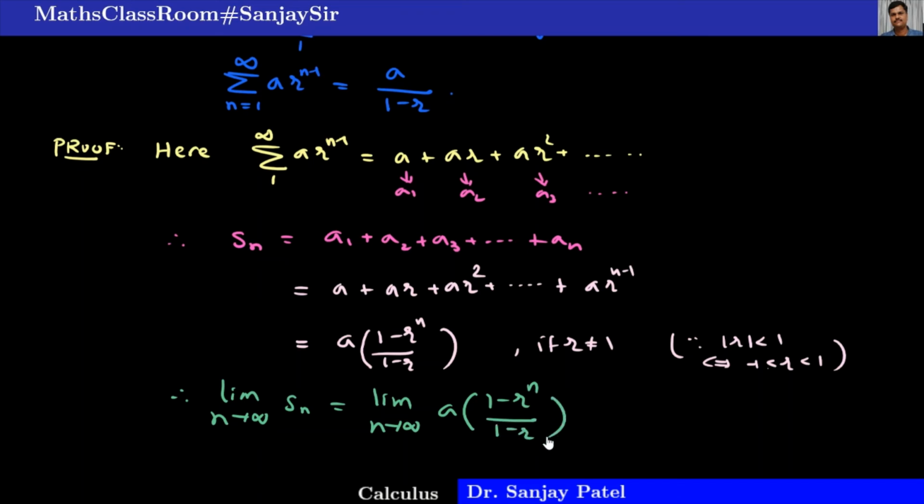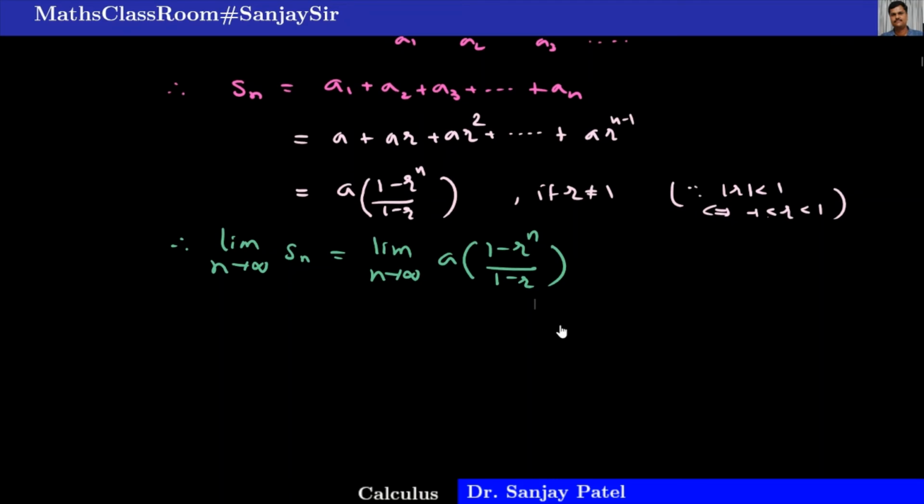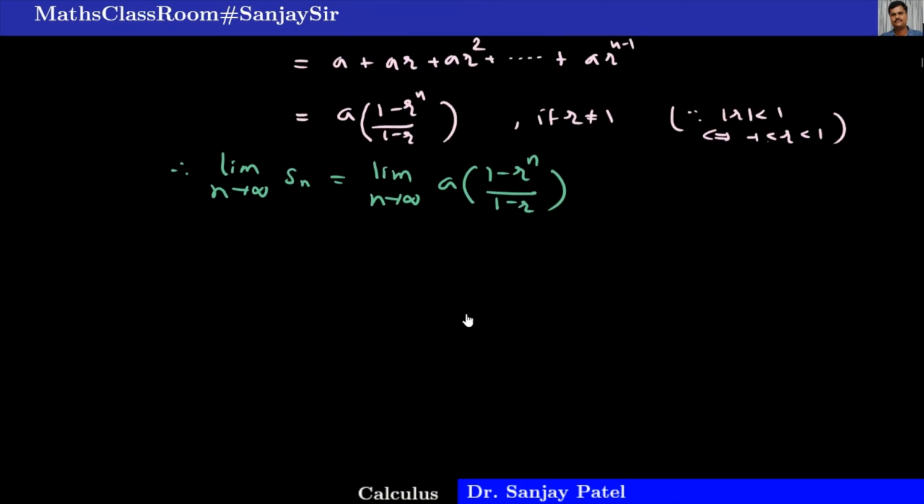And according to the formula known for the limit of a geometric sequence whose ratio is less than 1, we can write directly the value of this limit as 1 minus 0 upon 1 minus r. This tends to 0 as n tends to infinity because mod of r is less than 1. Because it is a geometric sequence with r less than 1.